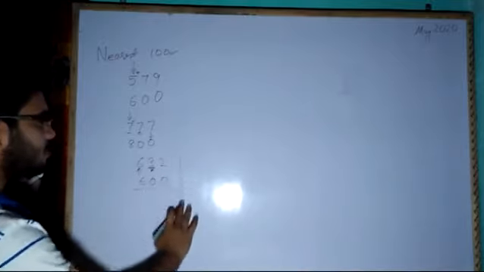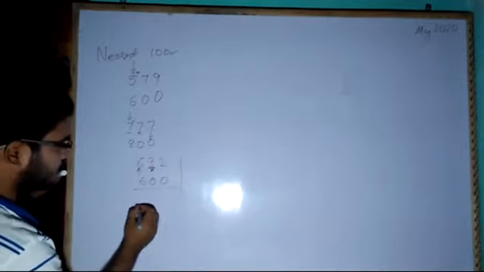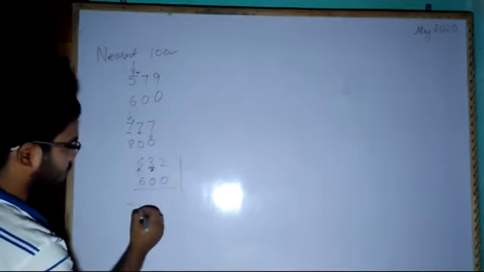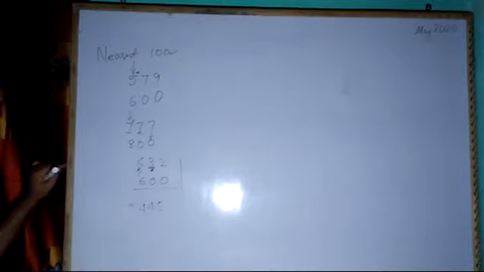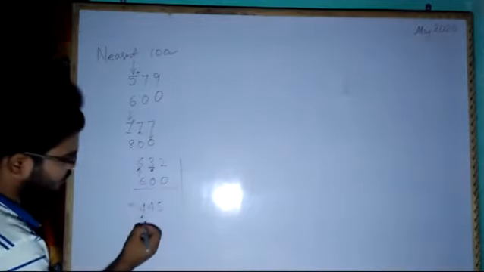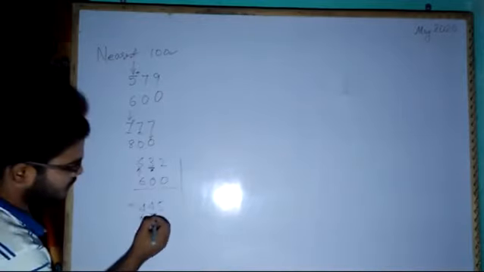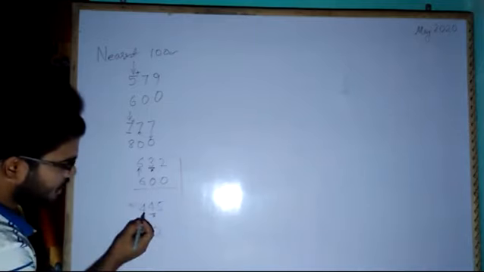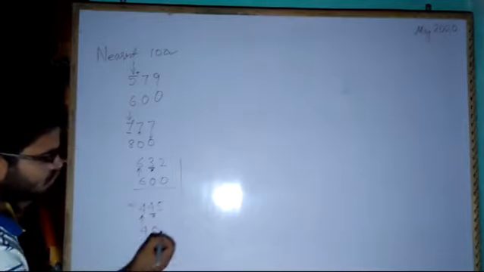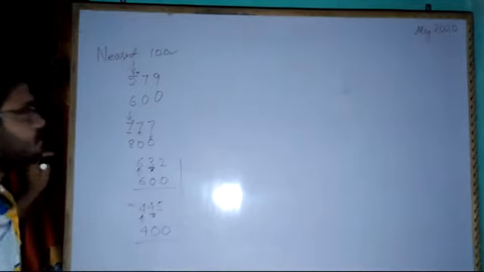Now one more number we can take. Let us take, like, 445. Now for the nearest 100 position we will see. The tens position is less than 5, so this number will be removed. We will write 0. This number, there won't be any increment. It will be 4, and here 0. So the answer will be 400.